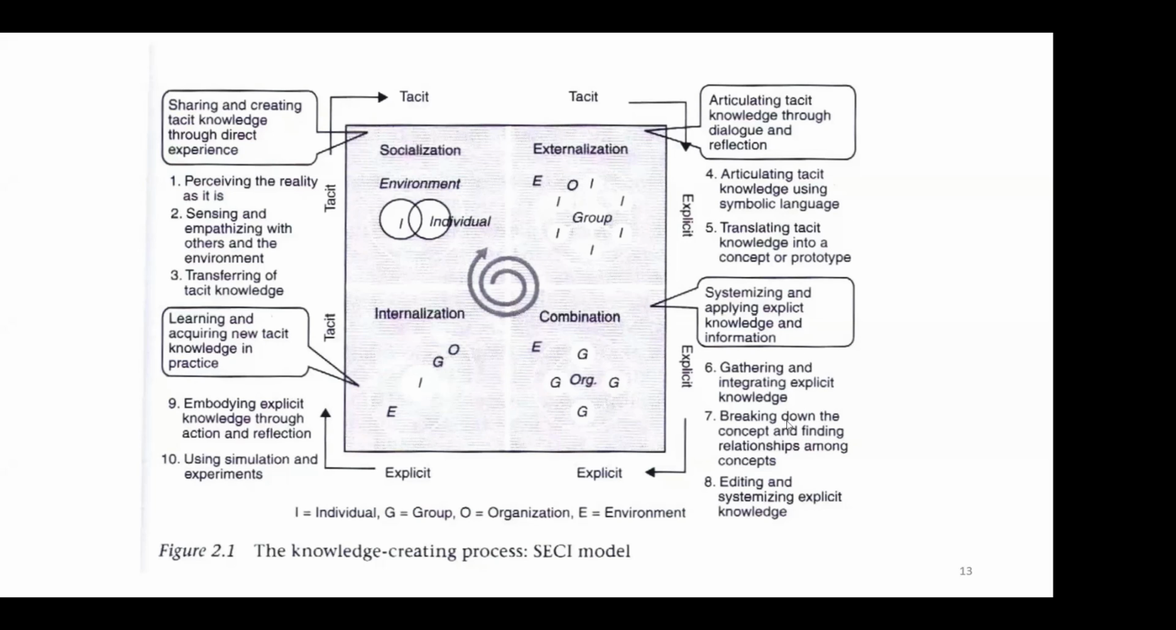And then number 6, you gather and integrate explicit knowledge, and then break down the concept, editing again. So this is actually when you're converting explicit to explicit, combination. This is actually the last task that Rohaya asked you to draw, based on the group activity, the list of skills. So you need to combine, you need to discuss that. And then number 9 and 10, you embody explicit knowledge through action, reflection, using simulation and experiment.